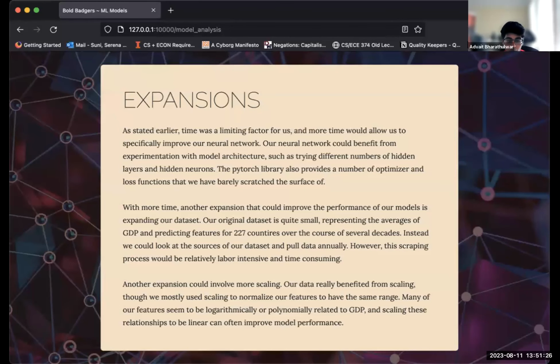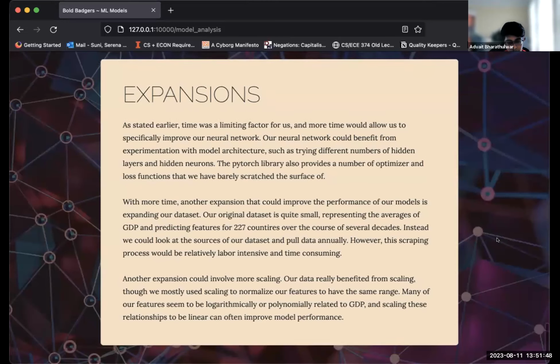With more time, another expansion that could improve the performance of our models is expanding our dataset. Our original dataset is quite small, representing the averages of GDP and predicting features for 227 countries over the course of several decades. Instead, we could look at the sources of our dataset and pull data annually. However, this scraping process could be relatively labor-intensive and time-consuming.